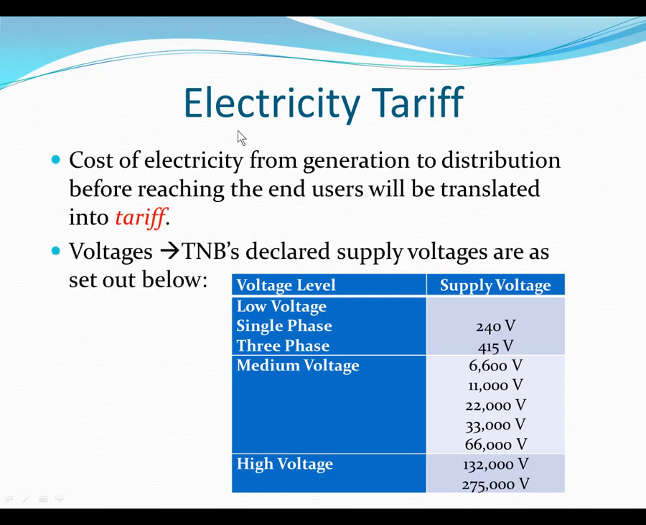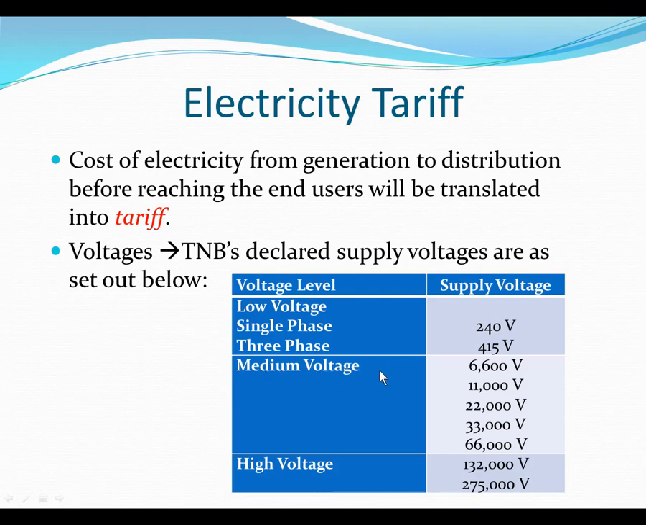So this electricity tariff, the cost of electricity from generation to distribution before reaching the end users, will be translated into tariff. Voltage by the TMB is set as below. So voltage levels, supply voltage. Low voltage level, single phase or three phase. For single phase we have 240 volts. For three phase we have 415 volts. This is considered as low voltage.